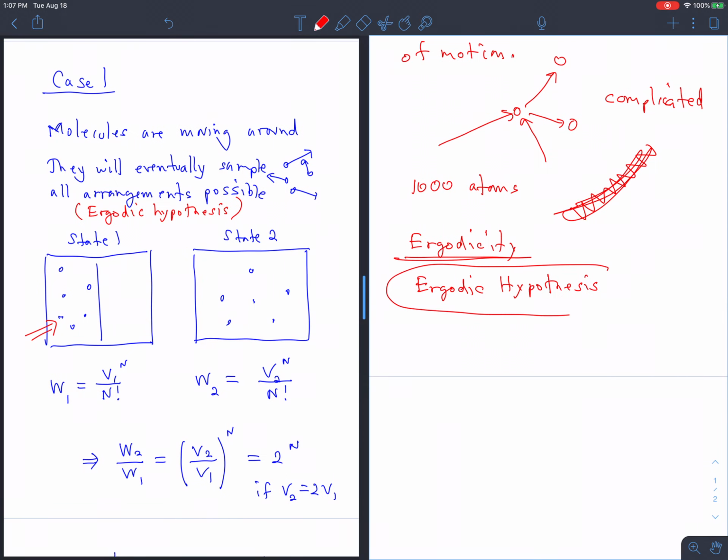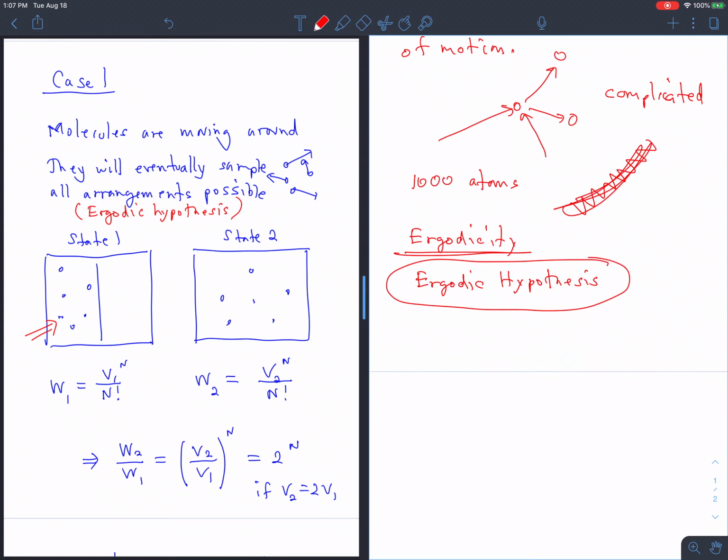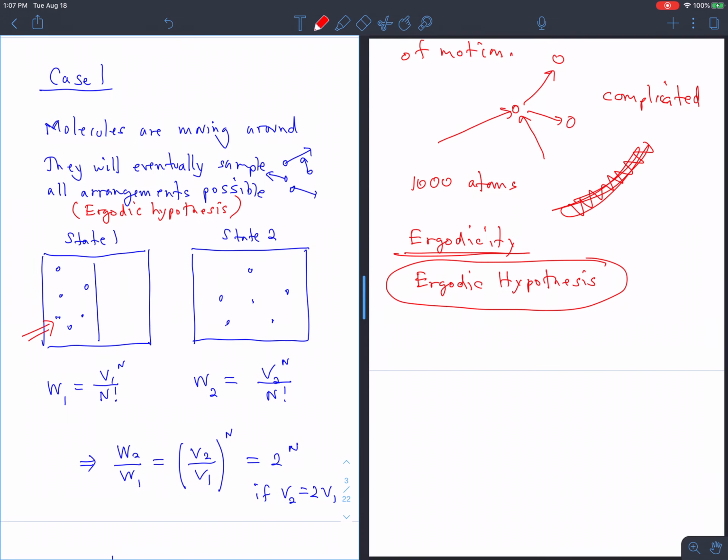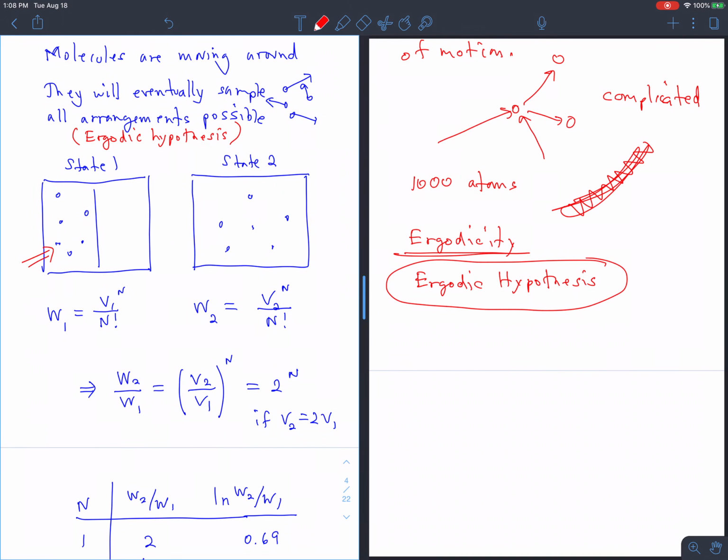It isn't at all obvious at first that the ergodic hypothesis is true, but it turns out to be true, at least in the vast majority of cases. You can find exceptions to it, in fact. It isn't rigorously true, but right off the top of my head right now, I couldn't even think of one, honestly. It's so universally true for at least a large enough number of atoms that it's universally assumed to be true.